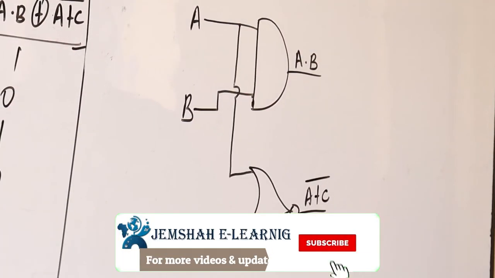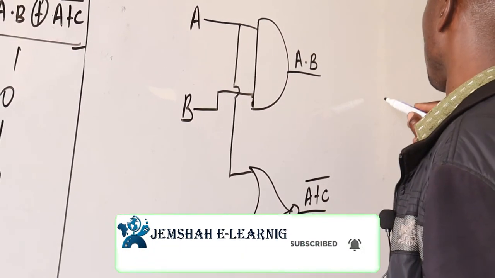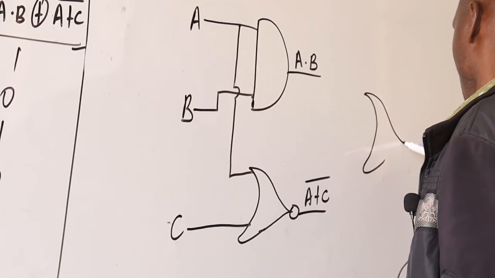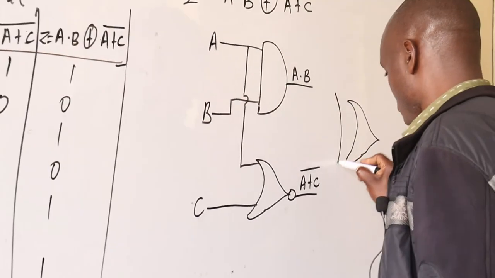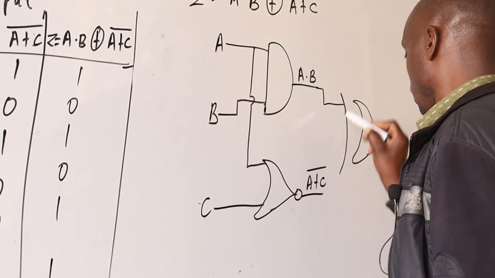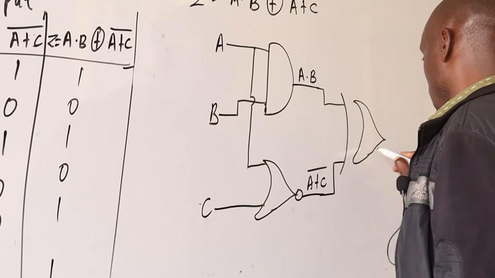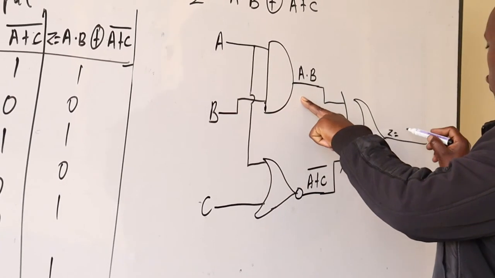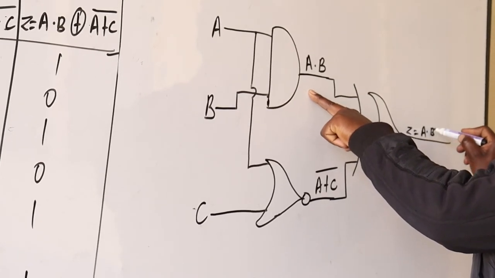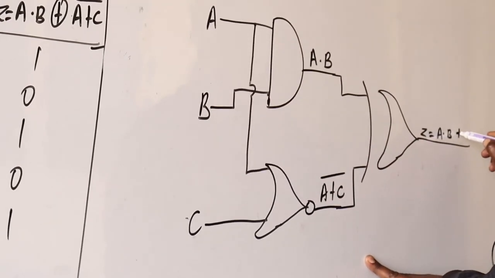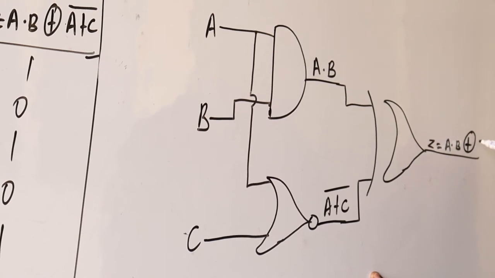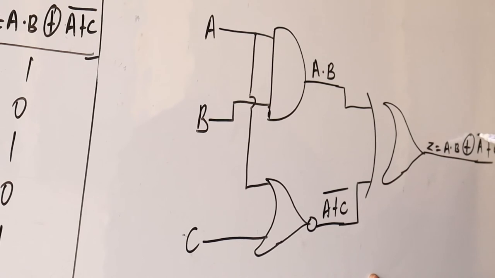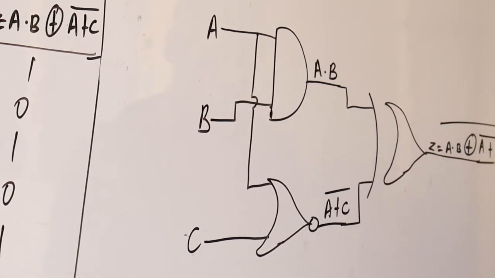Now Z is the exclusive OR of the two, so now the output would be this way. Then we have XOR, then the output feed is there. So here now we have Z equal to A dot B exclusive NOR A plus C bar bar.